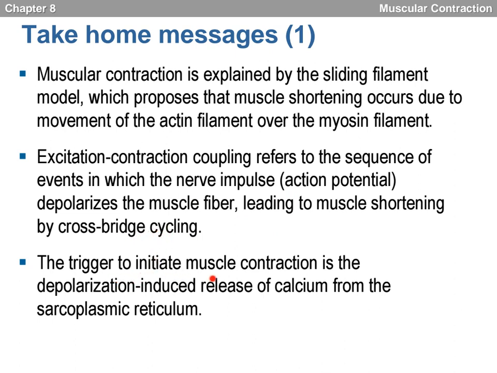The trigger to initiate muscle contraction is the depolarization-induced release of calcium from the sarcoplasmic reticulum. And again, we looked at that with a little more anatomical detail. It was specifically associated with those transverse tubules and the terminal cisternae. So most of the release is occurring in that region of the sarcoplasmic reticulum, and the calcium then ends up in the cytosol. And that leads to the contraction, due to cross-bridge cycling.